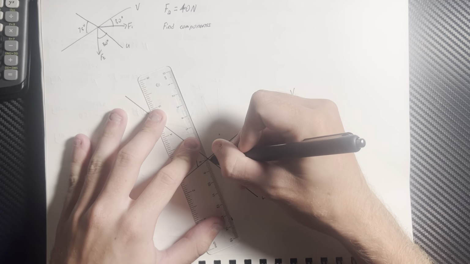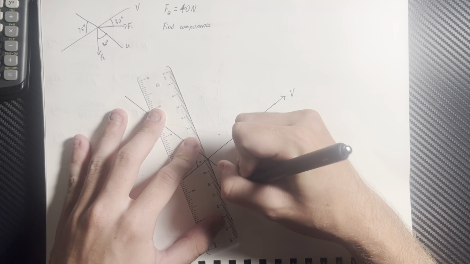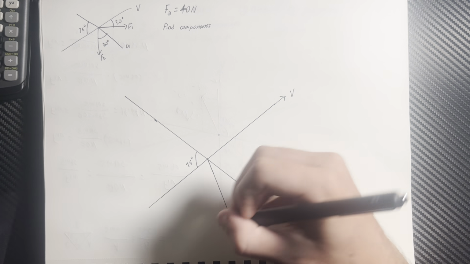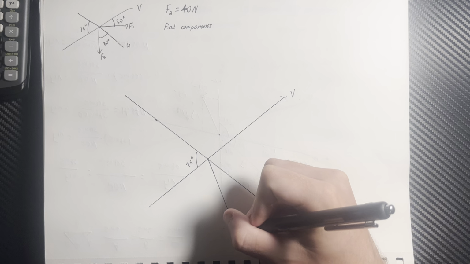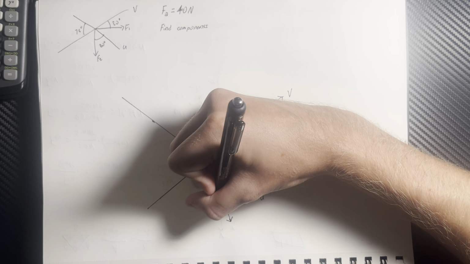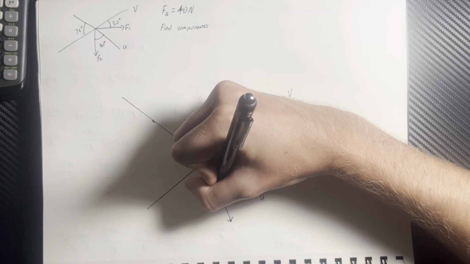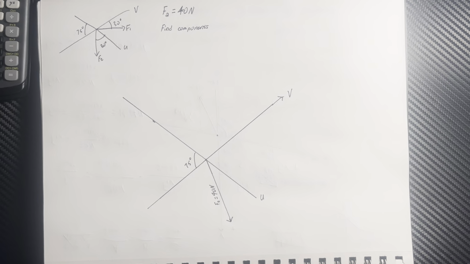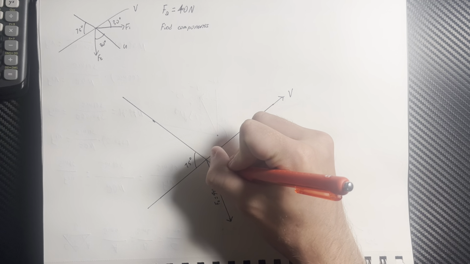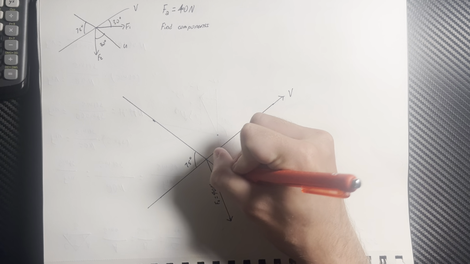All right, and because we're solving it analytically, I don't need to worry about the actual distance or length of F2 here. All we need to know is that F2 is equal to 40 newtons. That's given. I should have drawn that in red. I did not. I'll write the angle in red though. The angle here is 38 degrees.